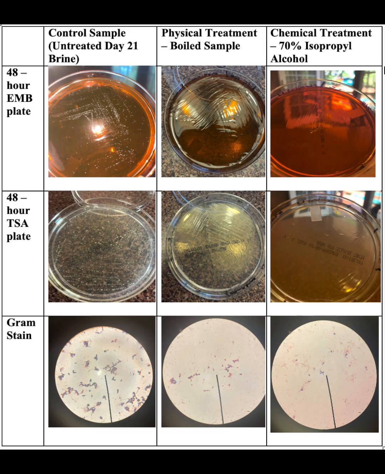Overall, both treatment methods successfully reduced microbial growth compared to the untreated control. However, the 70% isopropyl alcohol treatment was most effective, as it produced the fewest bacterial colonies on the agar plates and the greatest reduction in bacteria observed during gram staining. These results supported my original hypothesis that both methods would reduce microbial growth, with the alcohol treatment producing the greatest overall reduction.